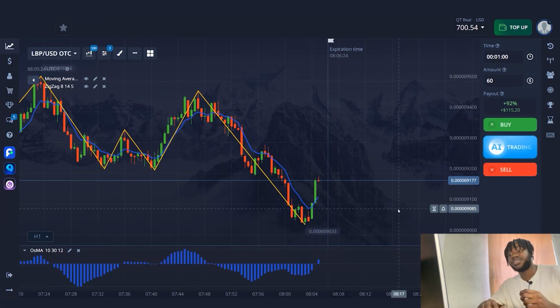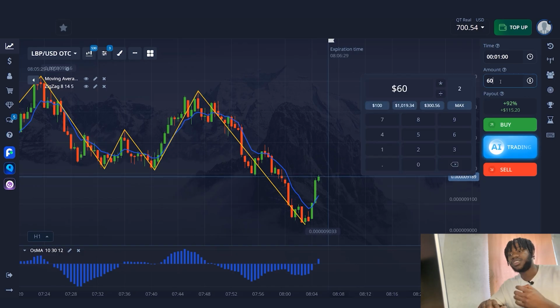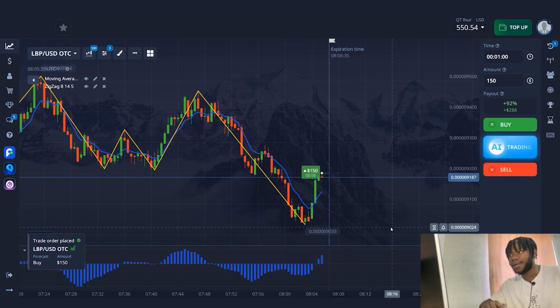I found the first suitable situation. The trade time will be 1 minute. I will start with $150. My forecast is that the price will rise, so it's time to open a trade.